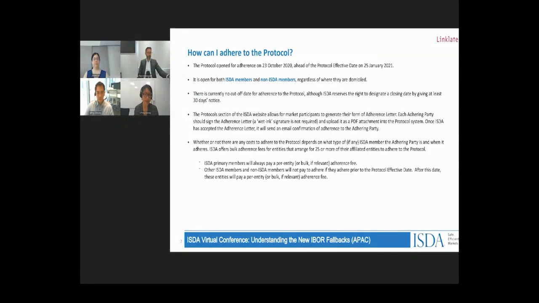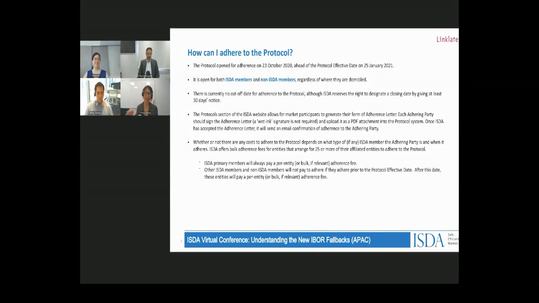And as to costs, whether there are any costs to adhere to the protocol, well, obviously, it depends on what type of member you are. For ISDA members, you pay a very small fee, $500. Non-ISDA members don't pay to adhere prior to the protocol effective date, and after that, there may be a fee, either a per entity fee or a bulk fee, as the case may be. So really, if there is a fee, it's $500 very, very well spent.